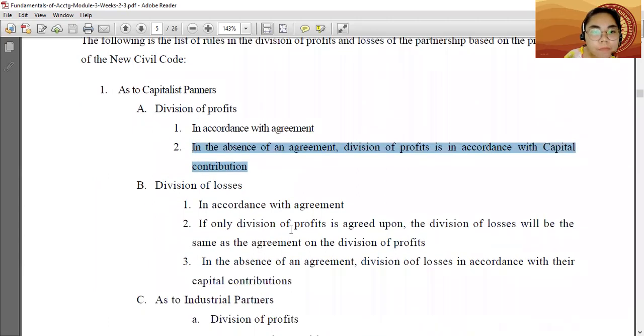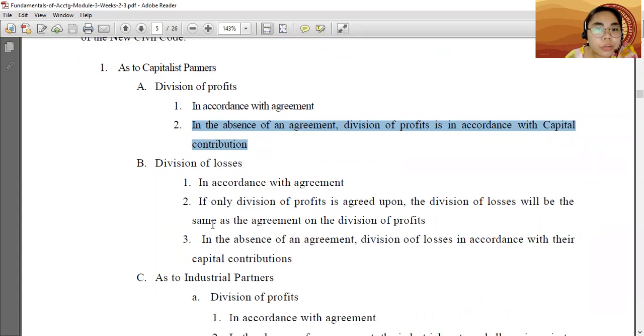So this is what it means. Here it's in the division of profits only, class. In the division of losses, number one, in accordance with agreement, if there is an agreement stated in the articles of partnership on how they divide the losses among the capitalist partners. Number two, if only the division of profits is agreed upon, the division of losses will be the same as the agreement on the division of profits.